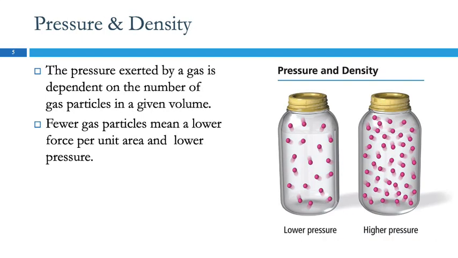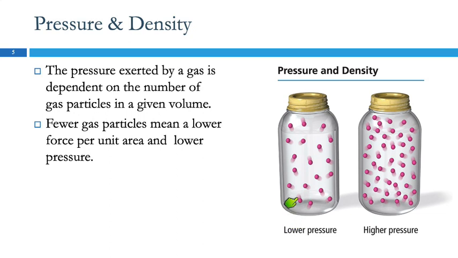So here we have an illustration of what looked to me like two mason jars with gases in them. These little pink spheres are representing the gas particles. Here we have fewer particles in the same volume as this one, but this one has more particles, right? So we can assume that these particles are all at the same temperature because they're sitting right next to each other. Temperature is a measure of the average kinetic energy of the particles. So on average, these particles are moving at the same rate, at the same speed.